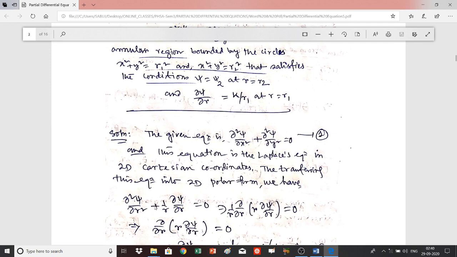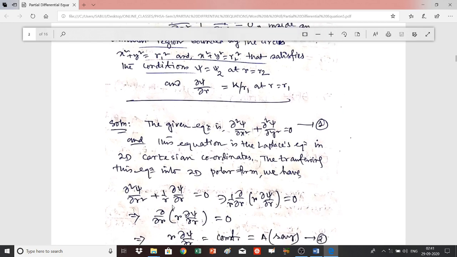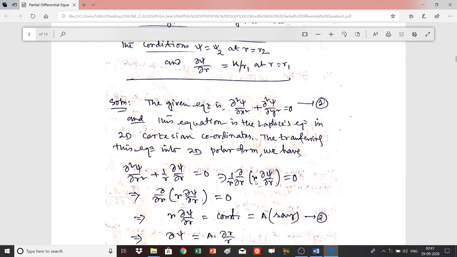In polar coordinates, you know that the Laplacian operator has the form del 2 del r square plus 1 by r del r. So convert this expression into two-dimensional polar coordinates. Then that will give you del 2 psi by del r square plus 1 by r del psi by del r, that is equal to 0. And from here this can be written as 1 by r del r of r del psi by del r, because if you compute this, first you differentiate this term, 1 by r into del psi by del r, taking r as constant.